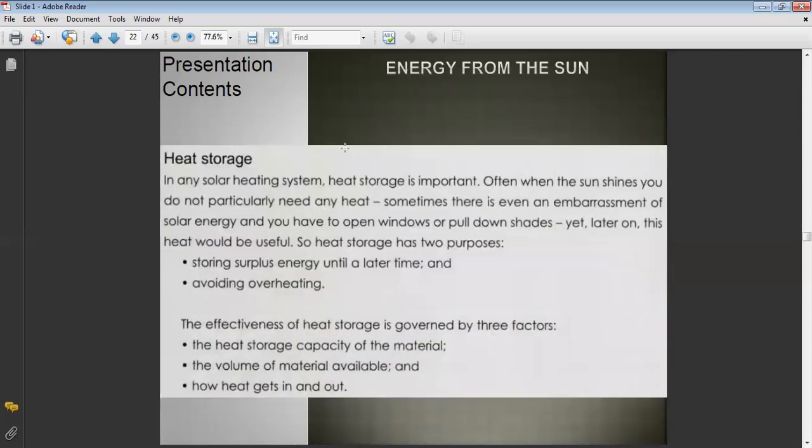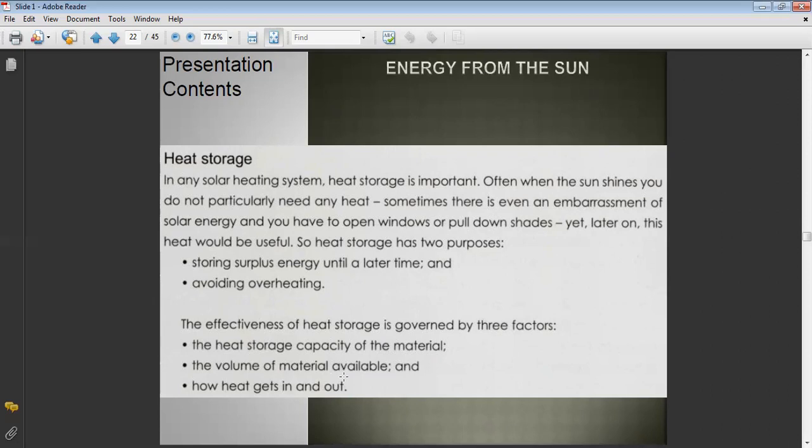The second important rule is heat storage, how you're going to store the heat. The heat storage capacity of the material, the volume of the material available, and how heat gets in and out are the basic principles which have to be devised. And heat storage has two purposes, that is storing surplus energy and avoiding overheating. So when we are going to have overheating, it will be too humid and too hot to stay within the enclosed space. So we have to ventilate it.